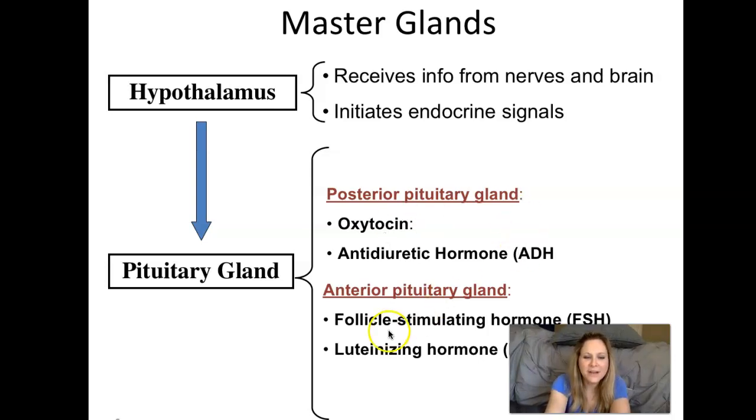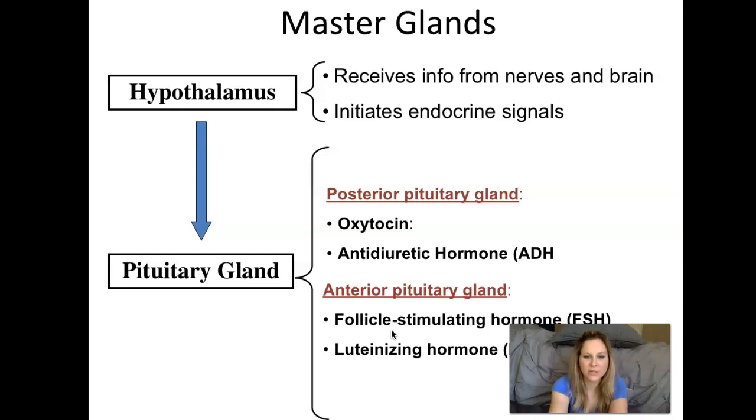All right, the anterior pituitary is going to release two hormones, follicle stimulating hormone and luteinizing hormone. These are going to be involved in ovulation. So follicle stimulating hormone is going to get the ovary ready to ovulate. Luteinizing hormone is going to cause the egg to pop out. And that's going to happen on day 14. So day 1 of a woman's cycle is the day she starts her period. Day 13 or 14 is the day that an egg is going to be released.